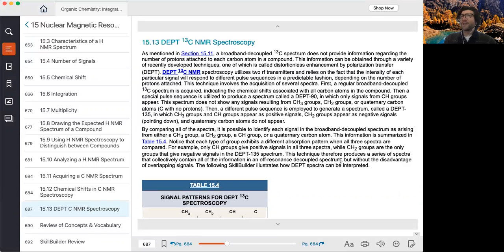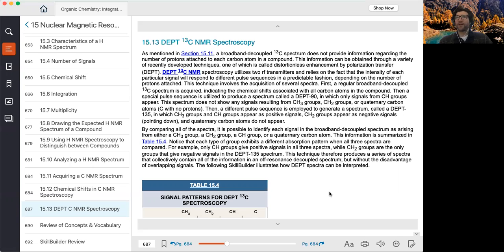So this technique is called distortionless enhancement by polarization transfer, and it's a very sophisticated technique that relies on using two radio frequency transmitters during the acquisition of the spectrum, and essentially allows us to selectively pick certain types of carbons over others. It's very complicated because it has to do with the pulse sequence that you use to find the resonances. So we won't go into that.